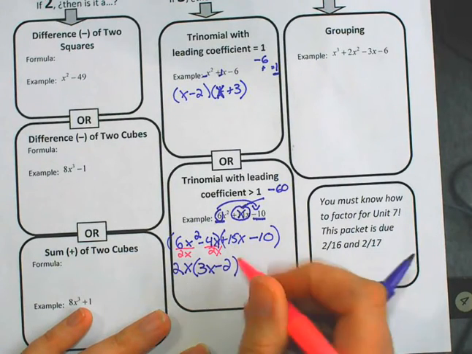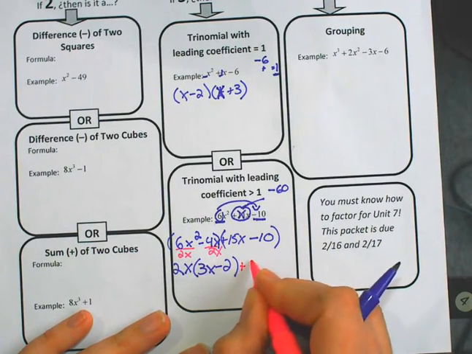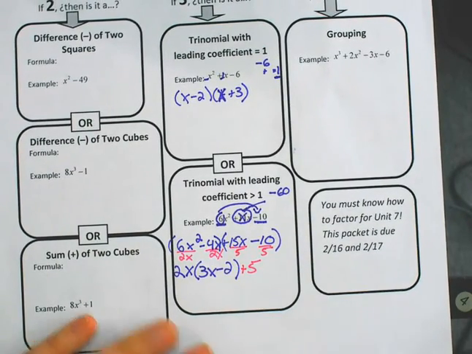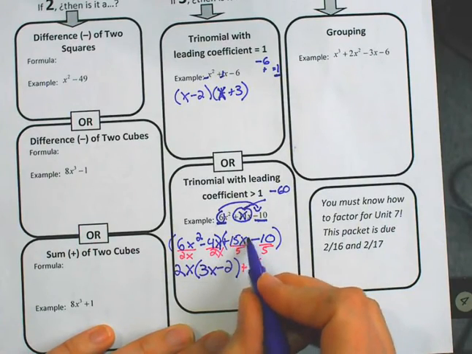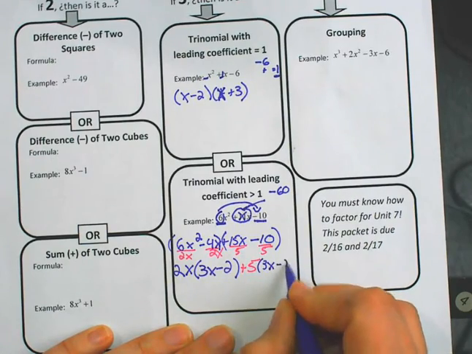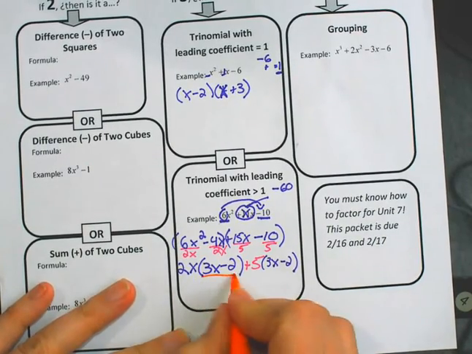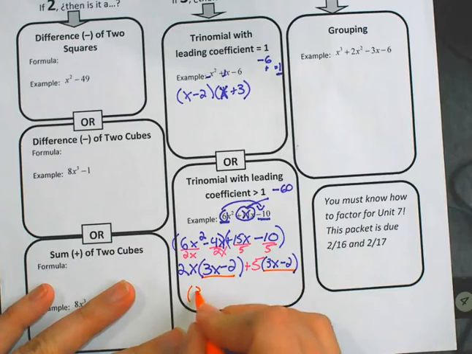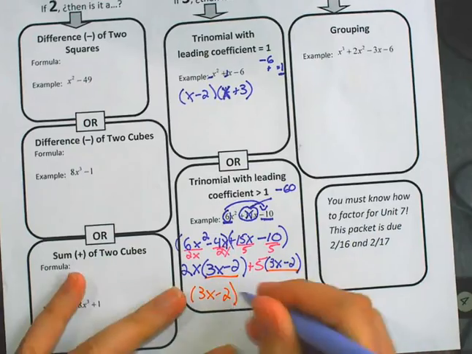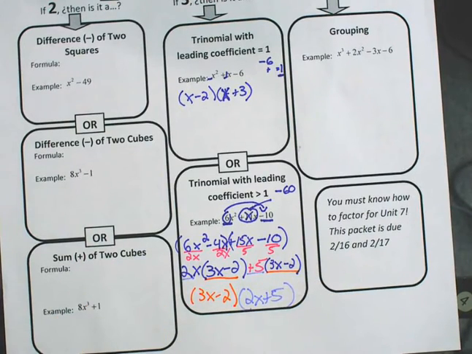All right, I'm going to look at the next one, 15x and 10. 15 and 10, I can take out a 5. And I'm going to take out a positive 5, so I'm going to write plus 5 on the outside. Okay, and 15x divided by 5 is 3x. Negative 10 divided by 5 is minus 2. So I see I have a common factor here. So my first factor is 3x minus 2, and then my next factor is 2x plus 5. So those are my two factors.